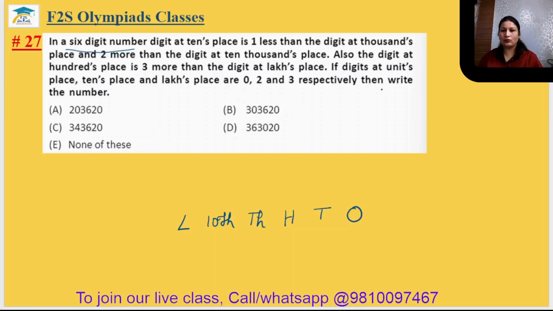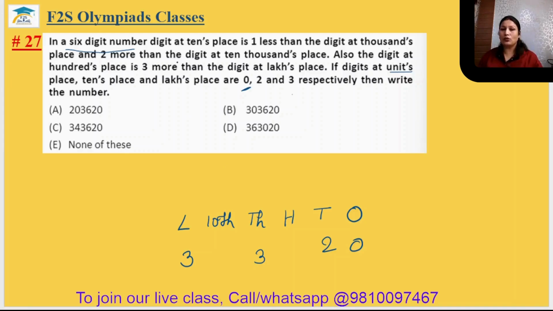Okay, now what numbers are given? The digits at units place, tens place and lakhs place. Units place is 0, tens place is 2 and lakhs place is 3. Now what clues are given? The digit at tens place is 1 less than the digit at thousands place. Tens place is 2, so it should be 1 less than the thousands place. It means the thousands place should be 3.